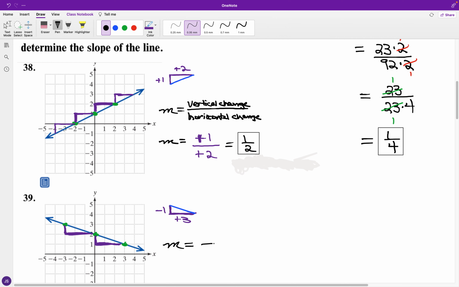So for the slope, again, you have a ratio of change in the y value, or the vertical change, with respect to the horizontal change. So you go down 1 and move to the right 3 units. And for this slope value, that is going to be -1/3.